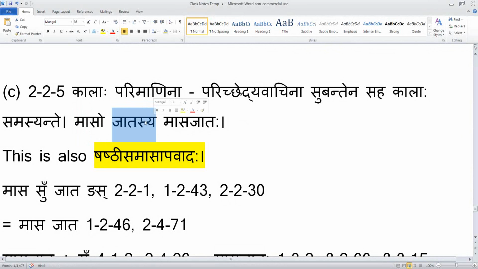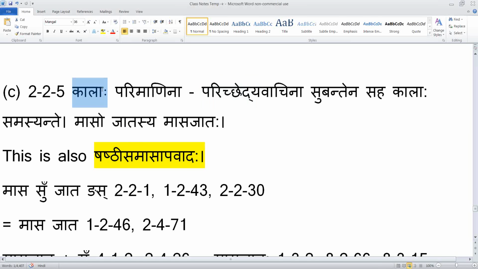So how long has he been born? That is being measured. He's the one being measured by this kalaha. Actually, his action is being measured. The action of being born is being measured. Not that he's being measured like height and length, but the time for which he has been born is being measured. So this is the one. Parichedya vachina. Parichedya vachi, that which is to be measured, is the person who's been born. So with that, it will form a compound.